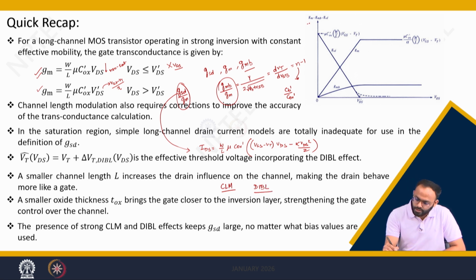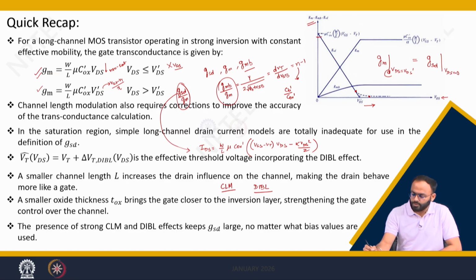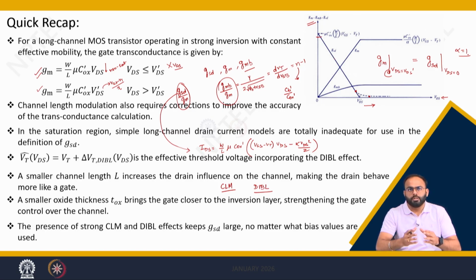We plotted the conductance or transconductance parameter with respect to VDS. We said that when the device enters the saturation region, GSD goes to approximately 0, and this transition from saturation to non-saturation or non-saturation to saturation will be smooth. At the point VDS equals VDS dash, GM is approximately equal to GSD when measured at VDS equals 0 for alpha equals 1. That is what we have discussed for the strong region of operation.